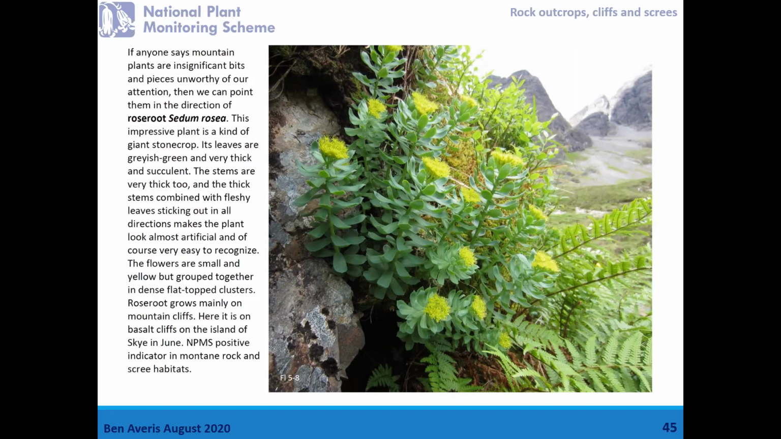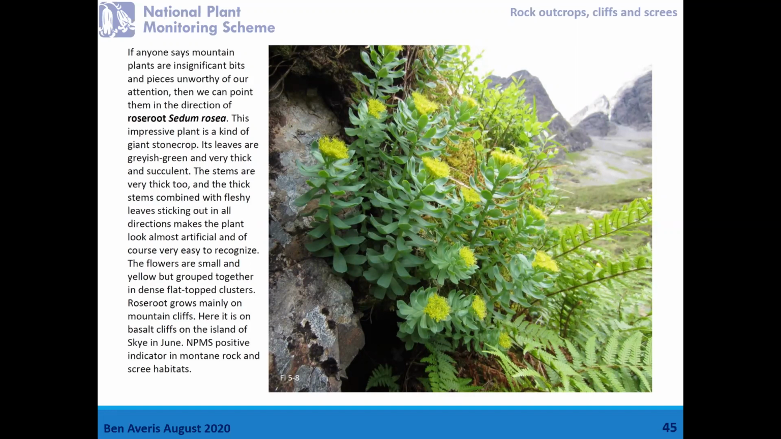You can pick them out from a distance, and it helps when you're up in these upland rocky places, cliffs usually, that that's a species that can pick out the areas of rock outcrop and cliff that are not so acid. The acid ones tend to have a bit of a different flora in similar places, including more of the blaeberry and woodrush.